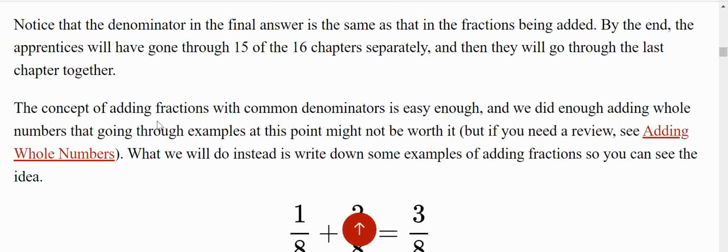The concept of adding fractions with common denominators is easy enough, and we did enough adding whole numbers that going through examples at this point might not be worth it. But if you need a review, see adding whole numbers. What we will do instead is write down some examples of adding fractions so you can see the idea.